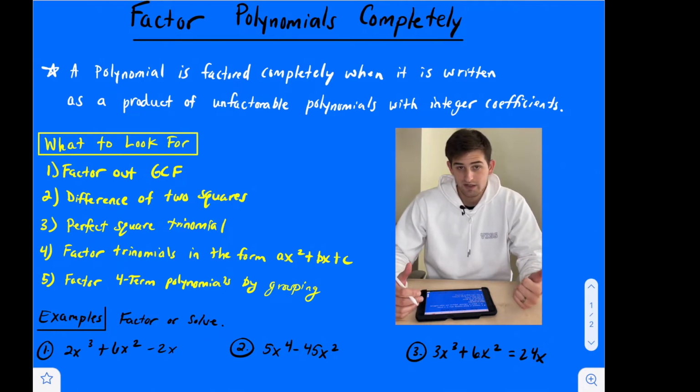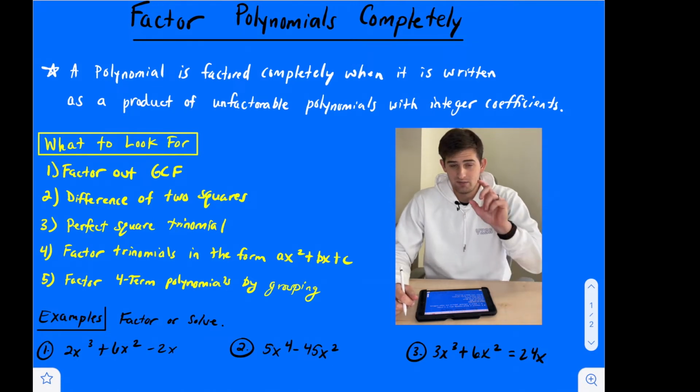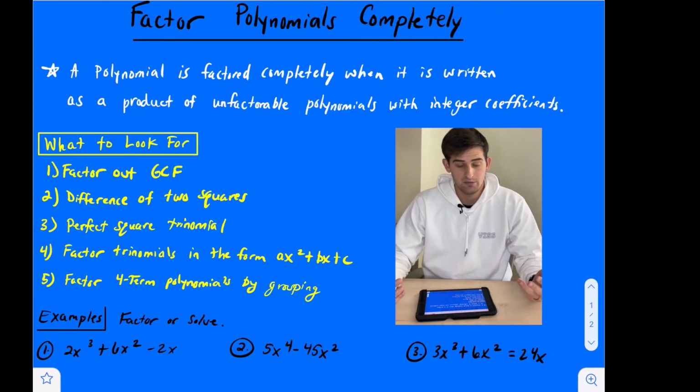So we're going to see, can we factor out a GCF? Can we look for the difference of two squares? Is one of our binomials x squared minus 9 or x squared minus 16? Then we can go a step further. Do we have a perfect square trinomial? When I take the middle term b and divide it by 2 and square it, does it equal a times c? If it does, then we can rewrite it as the square of a binomial.